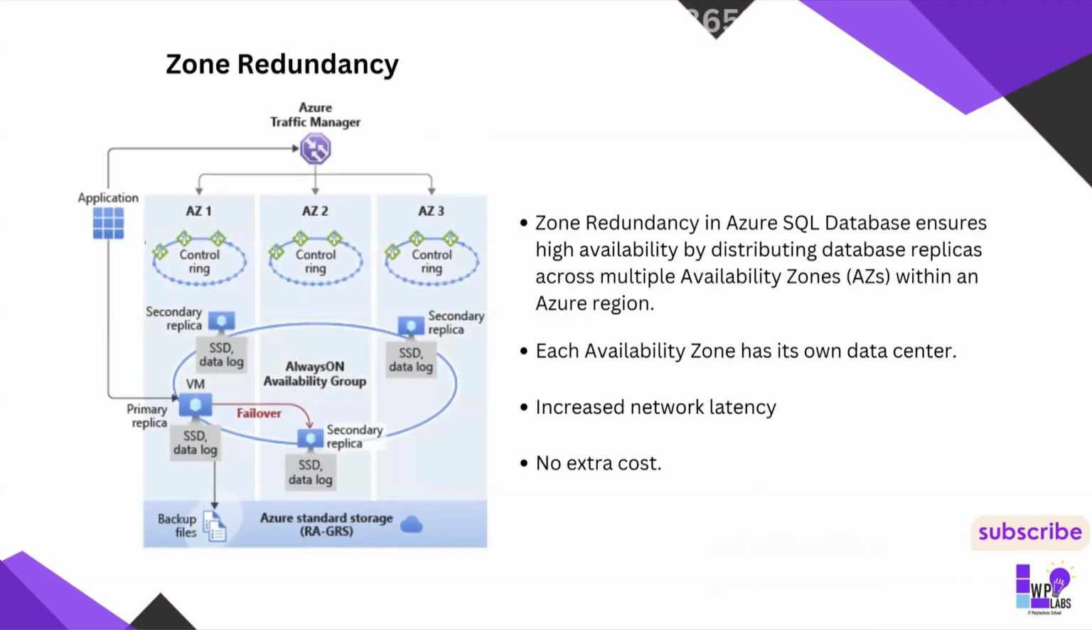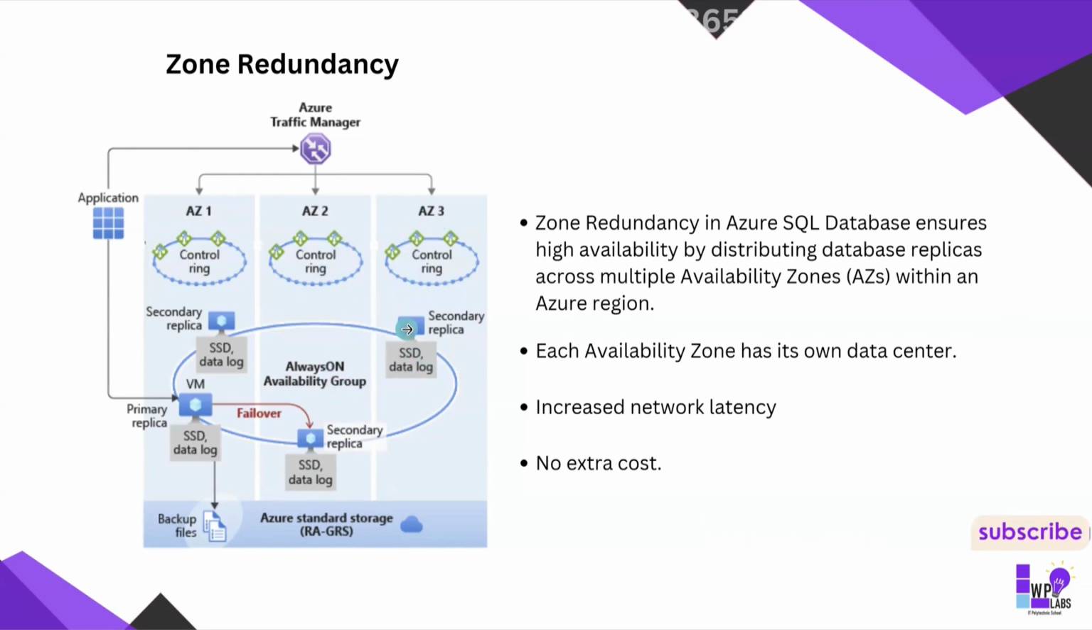The difference in our zone redundancy is that the secondary nodes have been put in different zones rather than in the same zone. We have one zone here, a second zone here, and a third zone here, and these secondary nodes have been put in two different zones.